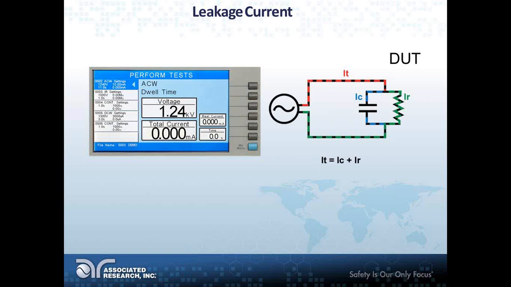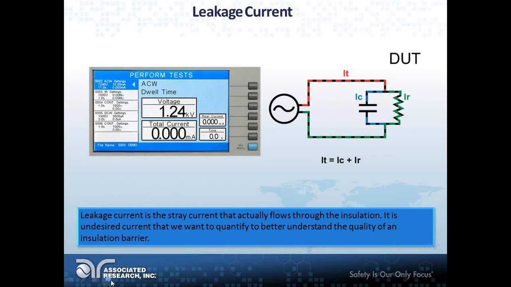Now on the diagram on the right, just imagine the Omnia is what's represented as the source. That little circle with the wavy line in it is our Omnia. And we are applying high voltage to a DUT. And for the most part, a DUT can be represented by this very simple circuit. So what we have here is three portions to the current. Leakage current is basically just the stray current that is flowing through the insulation itself.